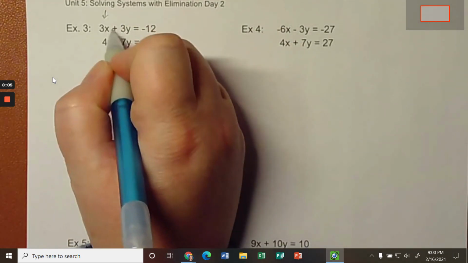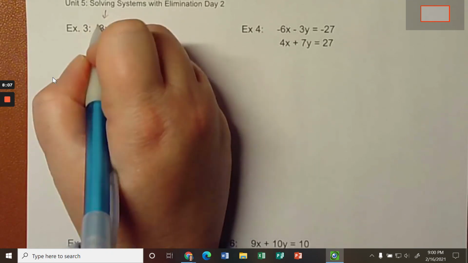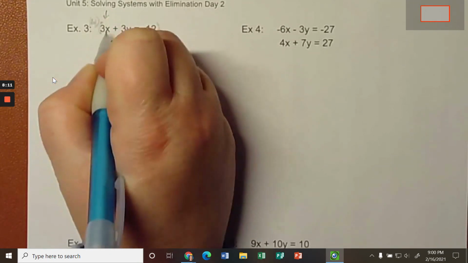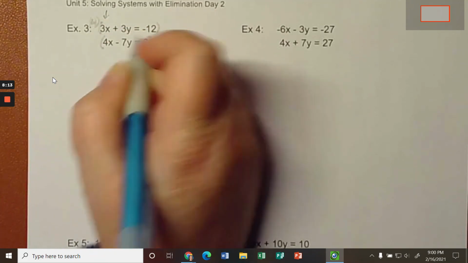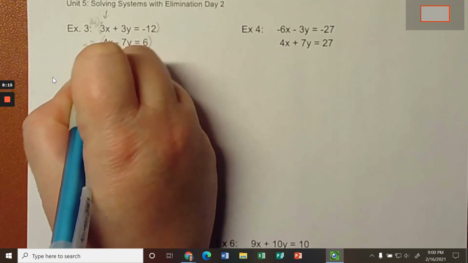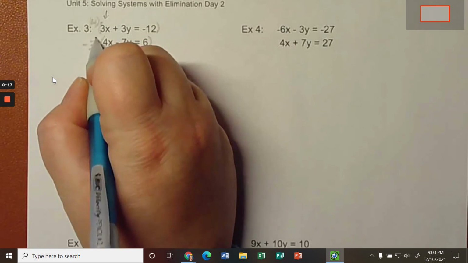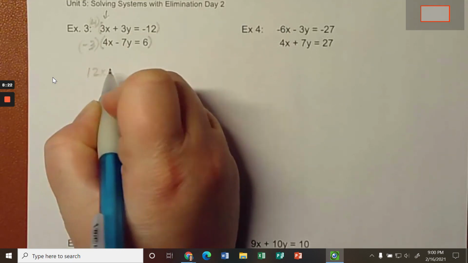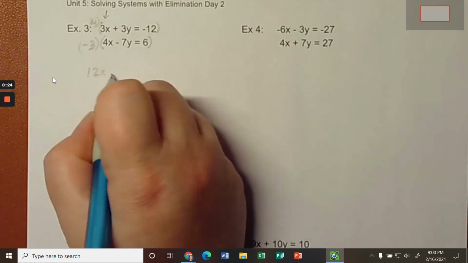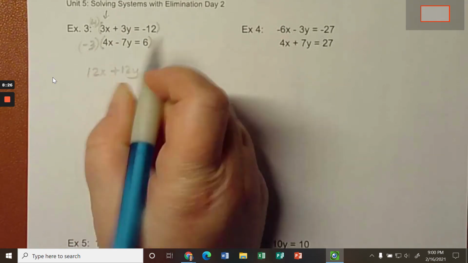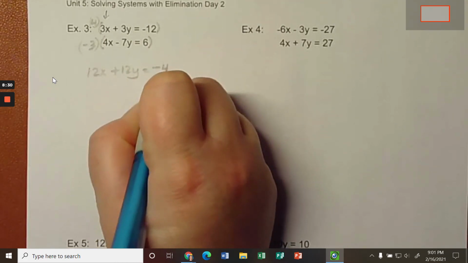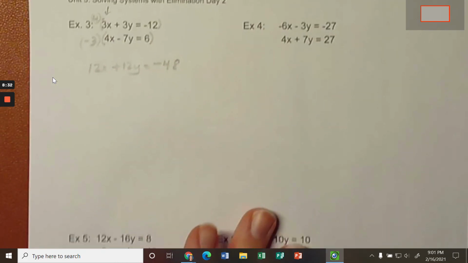But we want to have a 12x and a negative 12x. So I'll take my top equation and multiply it by 4. And I'll take the bottom equation and multiply it by negative 3. So those x terms will cancel out. Okay, so 4 times 3x is 12x. 4 times 3y is 12y. 4 times negative 12 is negative 48.